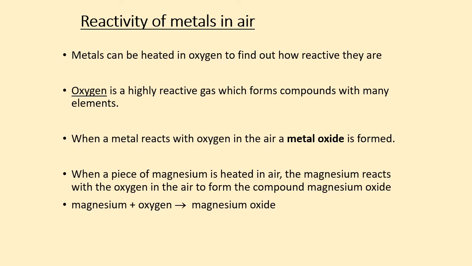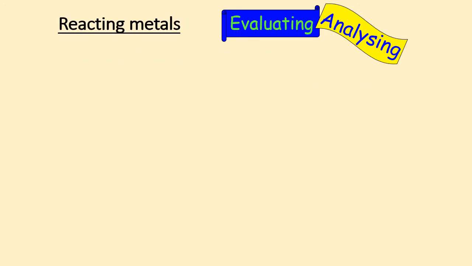So magnesium plus oxygen gives us magnesium oxide. Copper plus oxygen would give us copper oxide. Iron plus oxygen would give us iron oxide. So this is one type of reaction. We can react metals with oxygen just in the air, and in the air, oxygen makes up just under 20% of the total air.